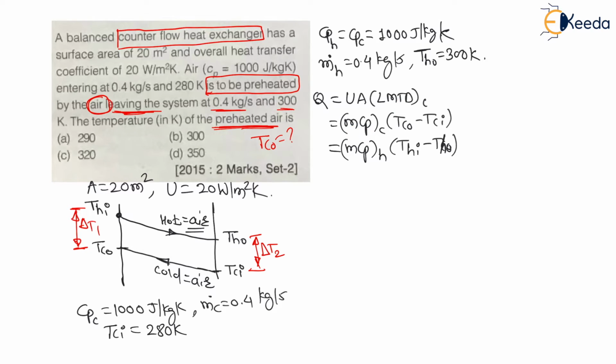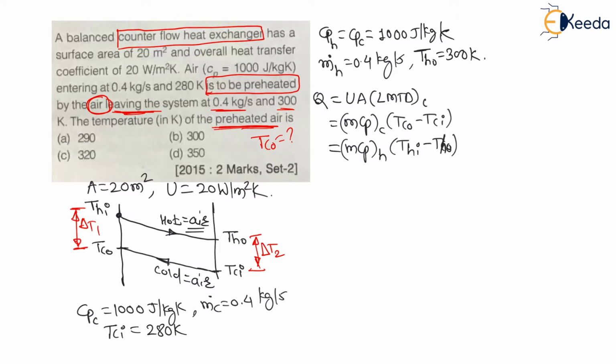mCp of cold fluid as well as mCp of hot fluid is given, right? And here, the exit temperature of hot fluid, THO, is given, and the inlet temperature of cold fluid, TCI, is given. So in this expression, if I calculate this LMTD, I can equate UA LMTD with mCp (TCO minus TCI), and I will get TCO. And if I equate the first equation with the last equation, then I will get THI, right?